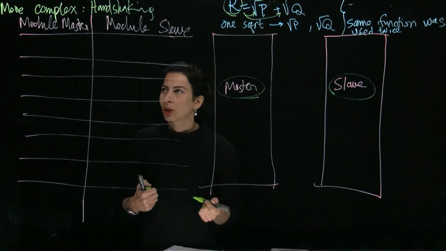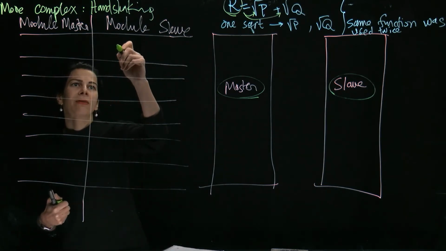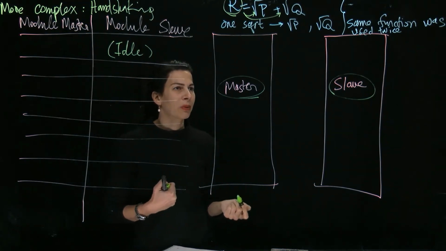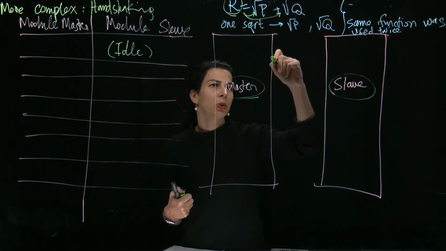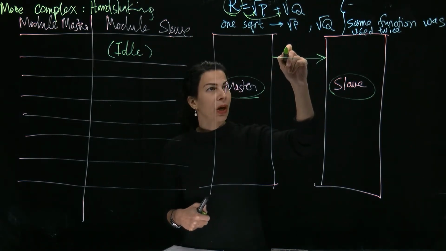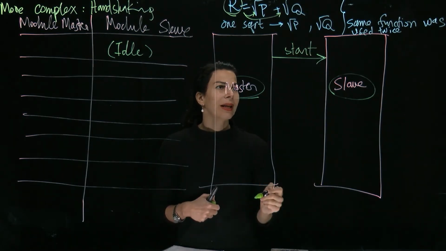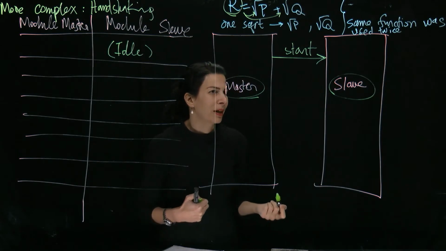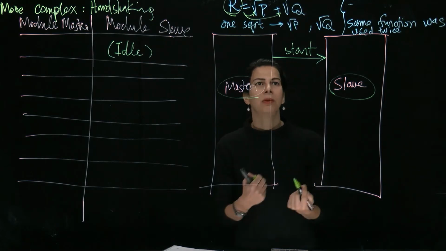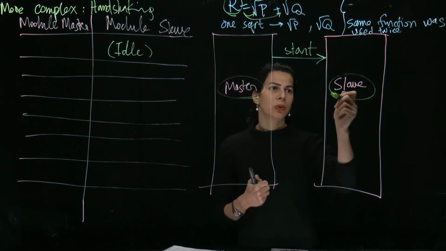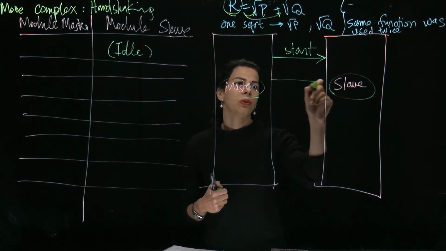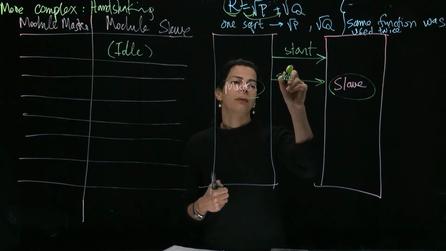Now, what happens is that the slave is, of course, in some idle state. And then the master wants to start the operation. So it's going to send a start signal to the slave. This is of course the most basic case I'm covering. I'm going to cover more complicated scenarios as we go on. But in the simplest case, let's assume that the master is going to tell the slave, hey, start the operation.